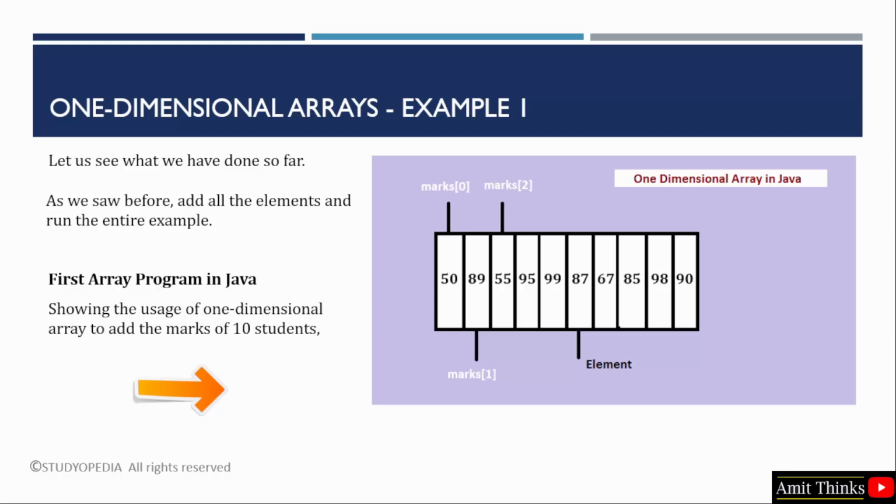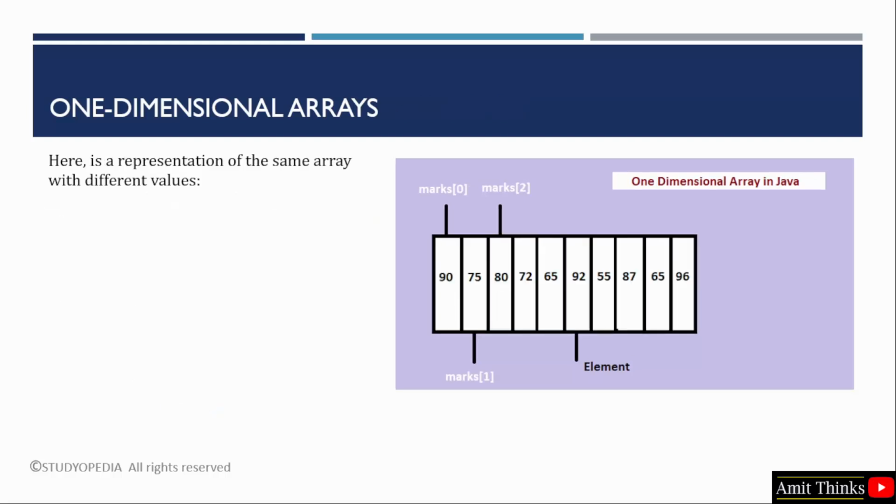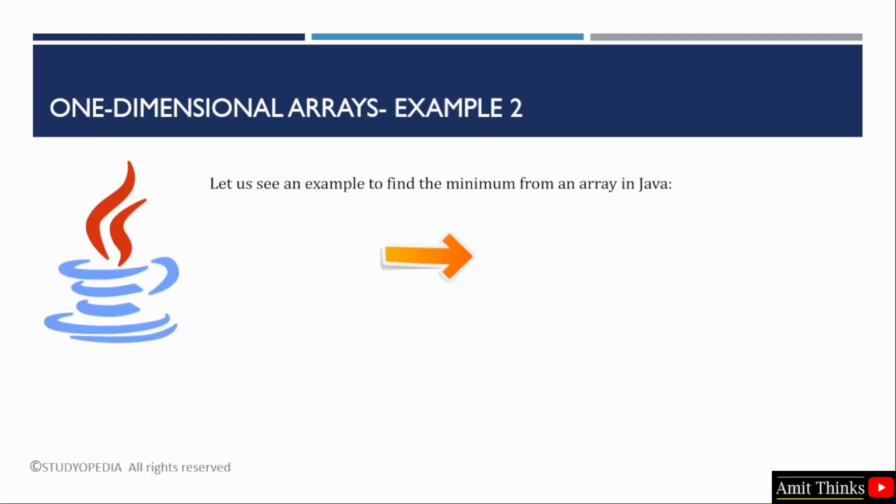So in this way array execution goes on for one-dimensional arrays. So we saw this here. Similarly we can add other values to our array. I have shown this example of adding other values so that the marks 0, 1 index concept is easy to understand. Now let us see an example to get the minimum value from an array.